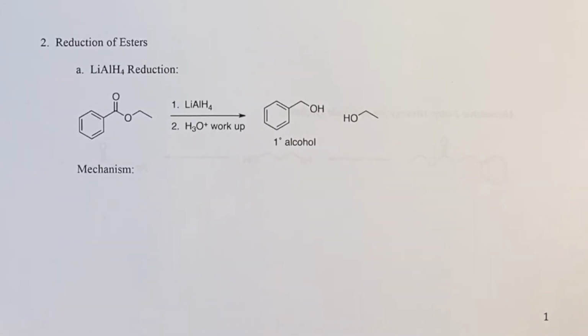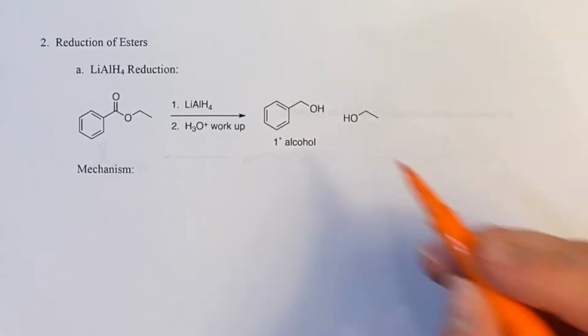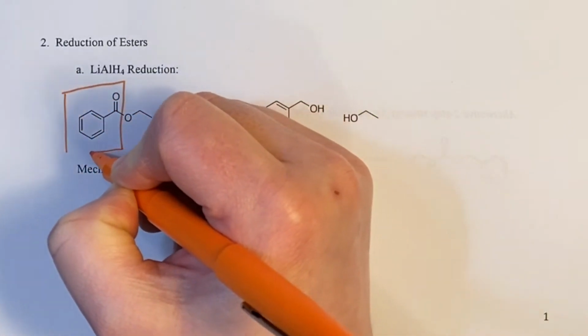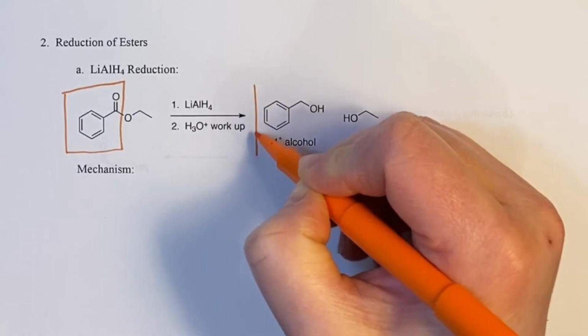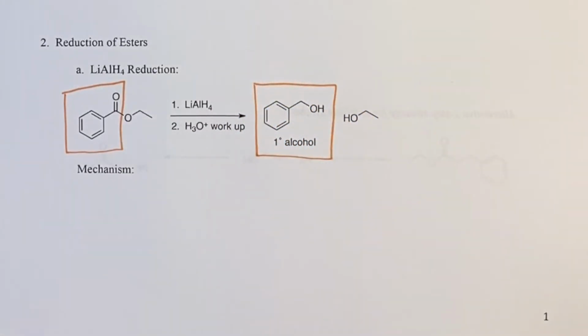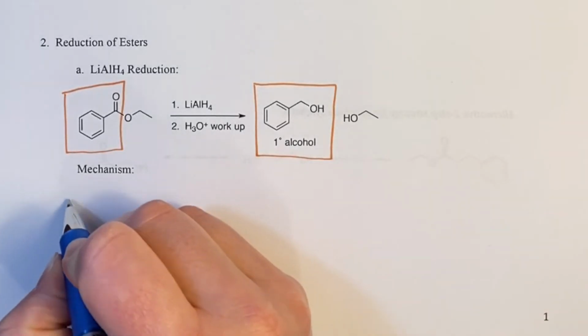You see that the carbons from the carbonyl portion of the ester give us one of our primary alcohols, and then the carbons from the alkyl group on the other side of the ester give us our other primary alcohol. Let's look at this ester.